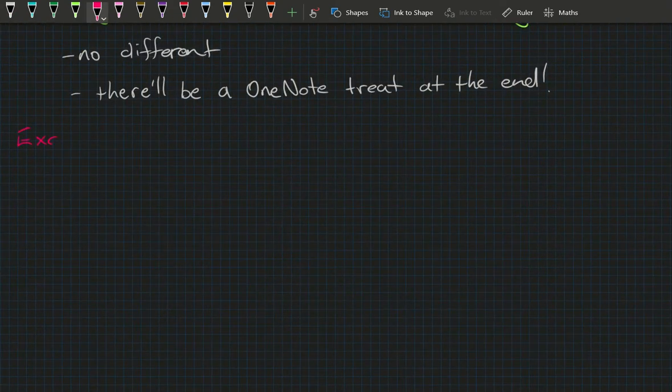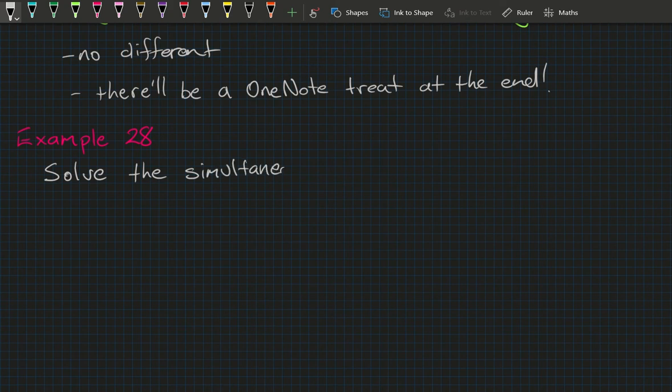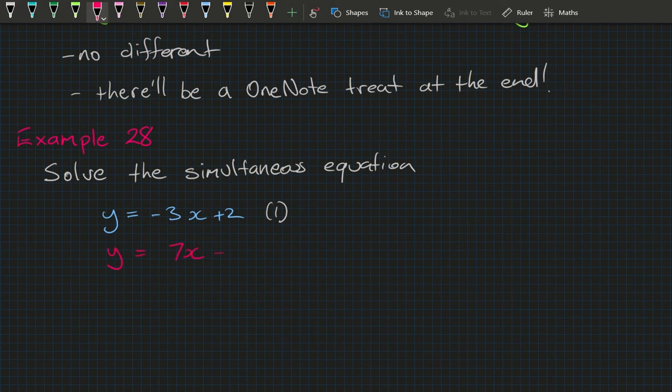So in example 28, they ask us just to solve this one simultaneous equation. With the first equation, y equals minus 3x plus 2. And the second equation, y equals 7x minus 8. So in this case, it's hard to say if I'm subbing 2 into 1 or 1 into 2. But really, I suppose I'm subbing 2 into 1 here if I write 7x minus 8 equals minus 3x plus 2.